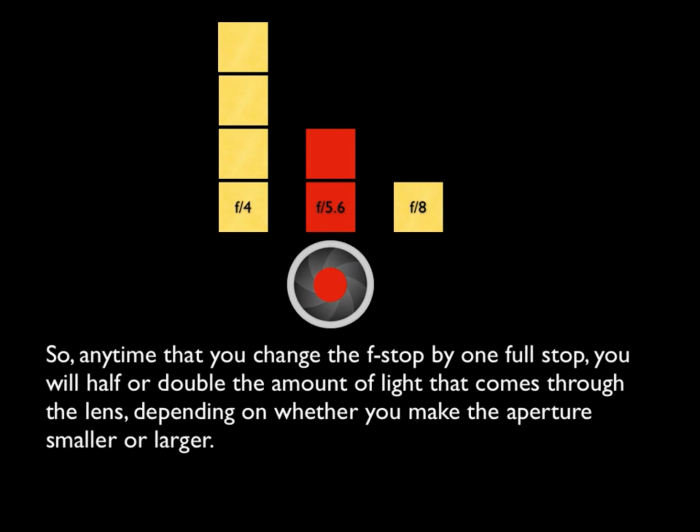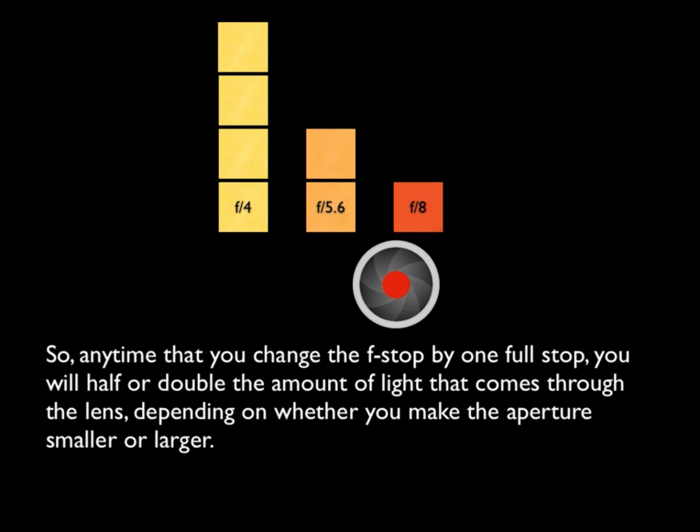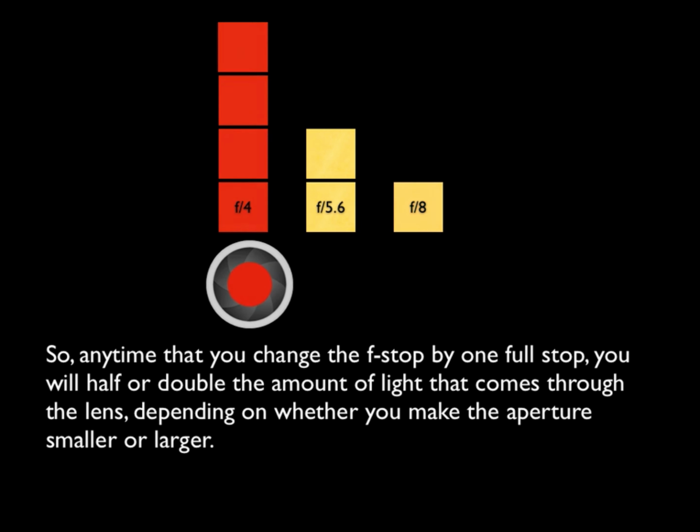So anytime that you change your f-stop by one full stop, you will halve or double the amount of light that comes through the lens, depending on whether you make the aperture smaller or larger.